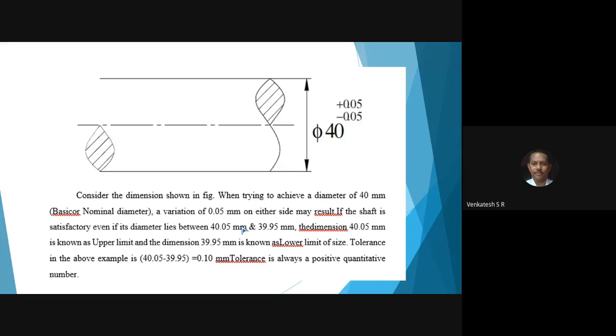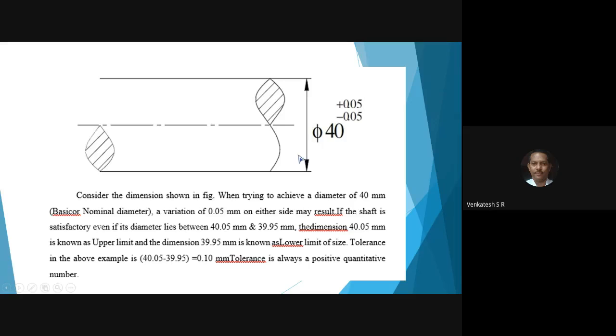The difference between the upper limit and the lower limit, that is 0.10 in this case, is called tolerance. Tolerance is always a positive quantitative number. You can say it like this: the difference between the upper limit and the lower limit, even if it is negative, is considered a positive quantitative number.